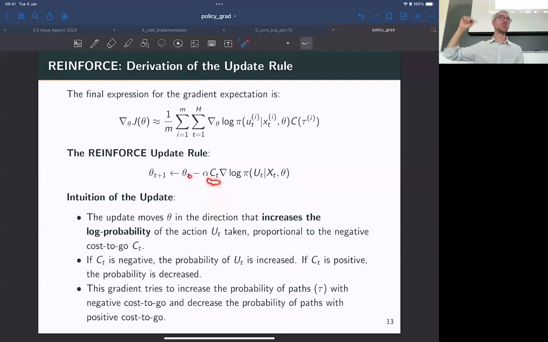With a minus in front, it becomes plus 1,000. So you're moving your parameters, theta, in a direction that makes the probability of that action higher. So if you had a negative cost, you make the probability of that action higher. If instead you have a positive cost, so opposite sign, and a positive cost is bad, you're going to do the opposite. You're going to make the probability of that action lower.